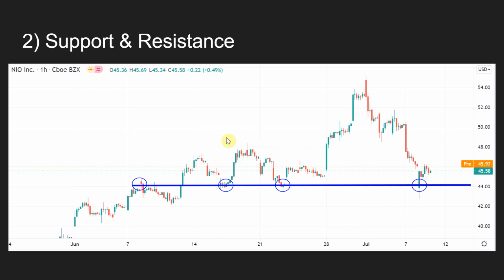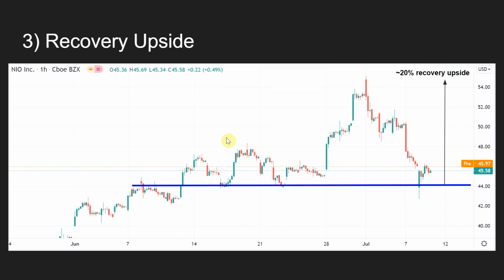And so the third point is what I look at: the recovery upside. What I always like to look for are stocks that have made highs and then have started to pull back. As you can see here, it made a high at the beginning of July, and it's taken this aggressive sell-off over here. I don't want to be selling options when prices are at this high of 54. I don't want to be selling options at the 52 or the 50. I want to be looking at support and resistance zones.